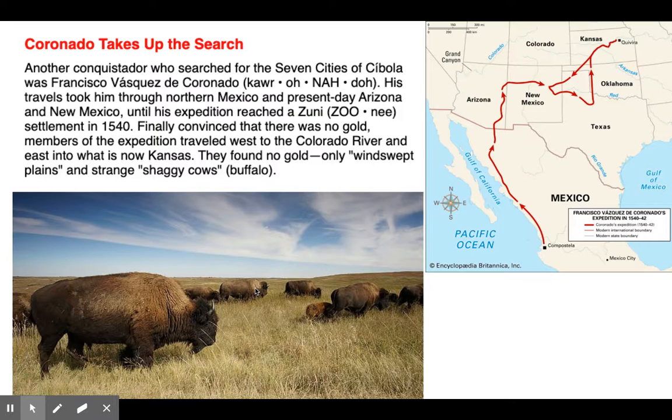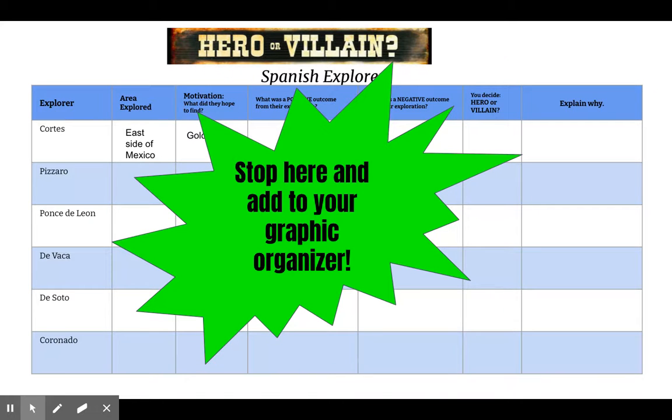Coronado takes up the search. Another conquistador who searched for the 7 cities of Cibola, gold, was Francisco Vasquez de Coronado. His travels took him through northern Mexico and present-day Arizona and New Mexico until his expedition reached a Zuni settlement in 1540. Finally convinced that there was no gold, members of the expedition traveled west to the Colorado River and east into what is now Kansas. They found no gold, only windswept plains and strange, shaggy cows, or buffalo. So stop and take your notes.